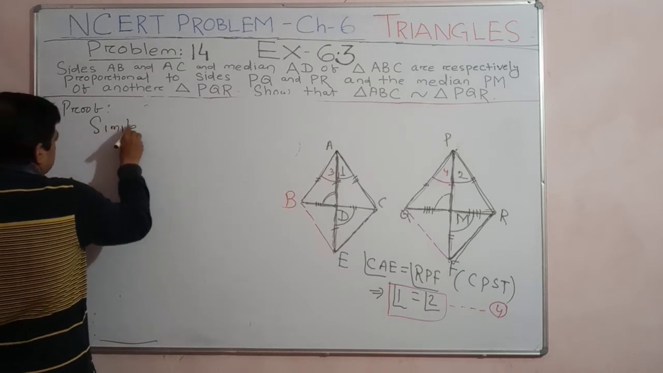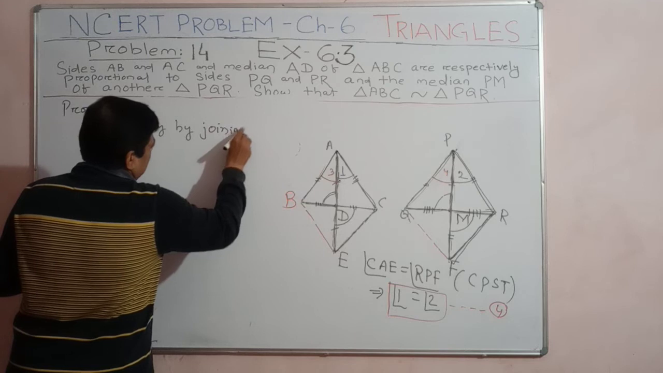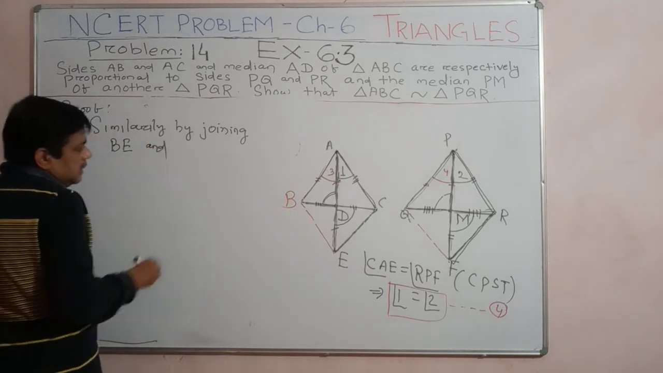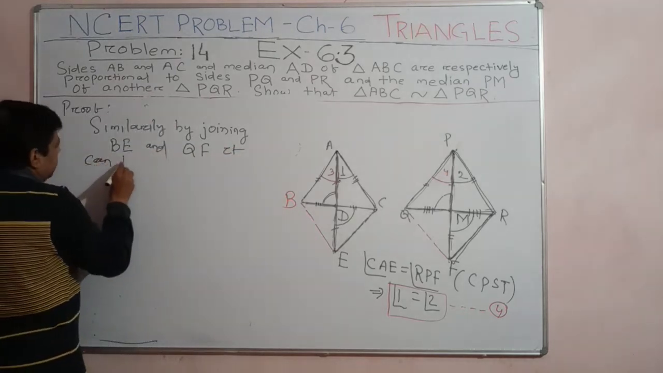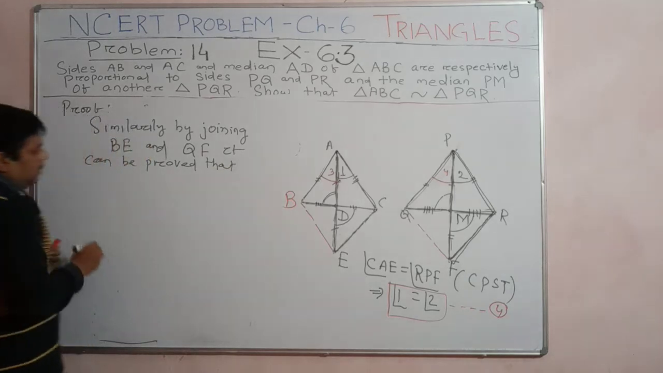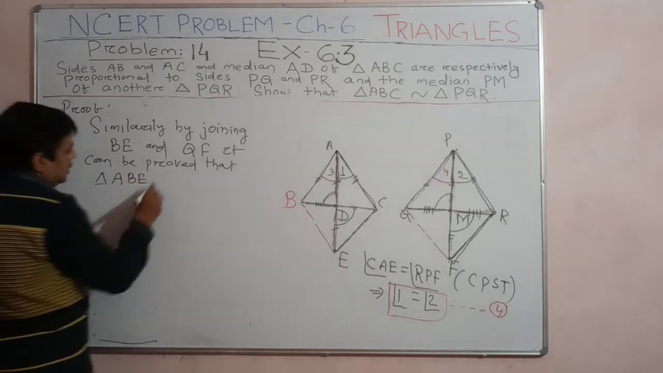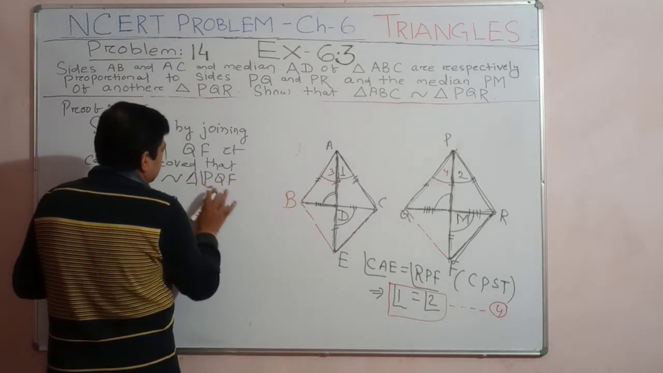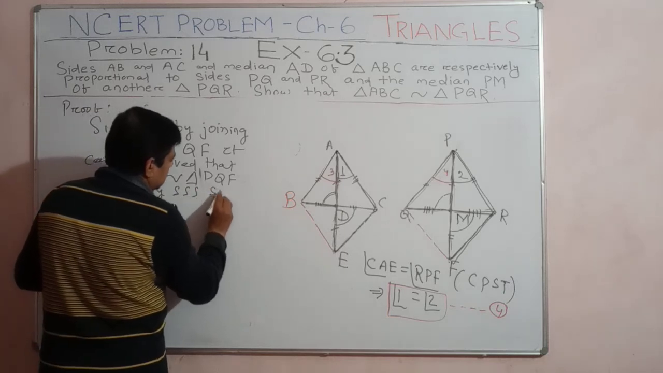Similarly, by joining BE and QF, it can be proved in the similar manner that the triangle ABE is similar to triangle PQF by the similarity of triangles.